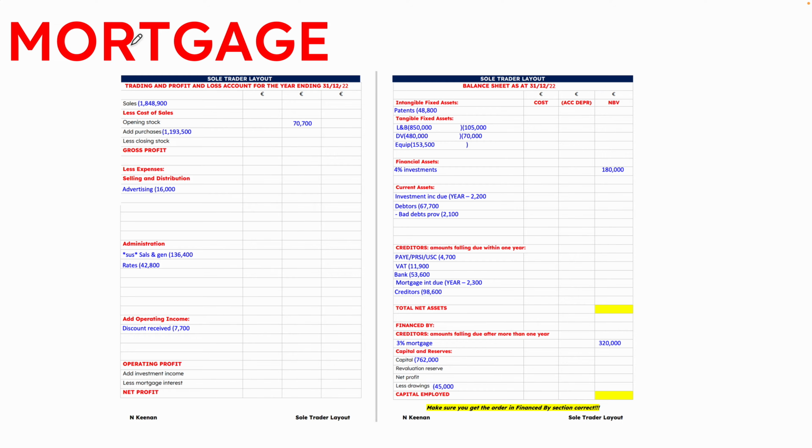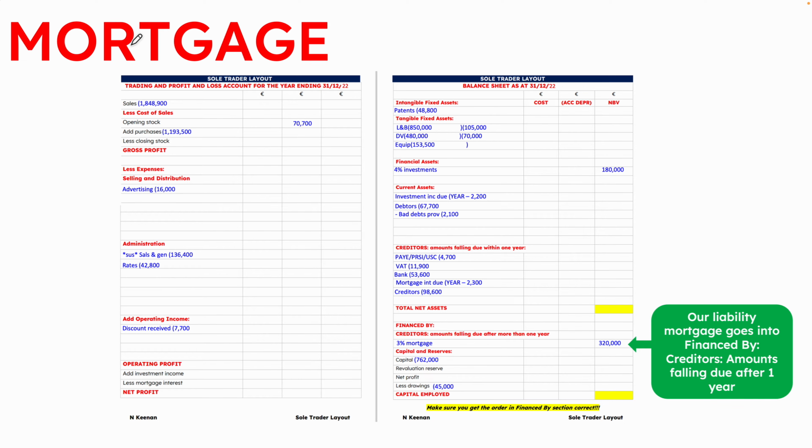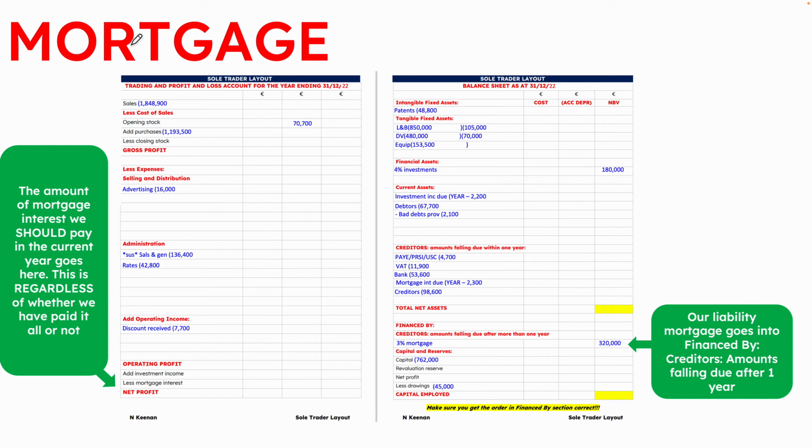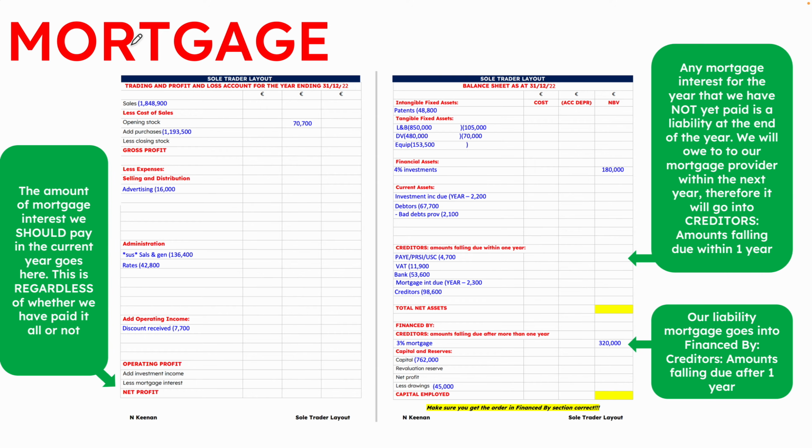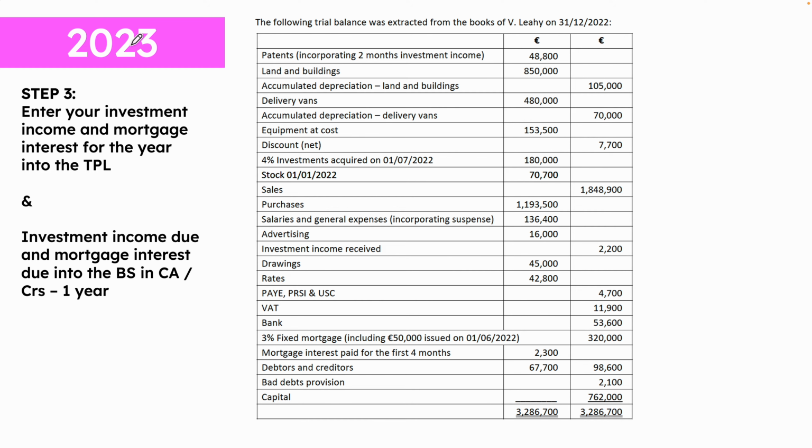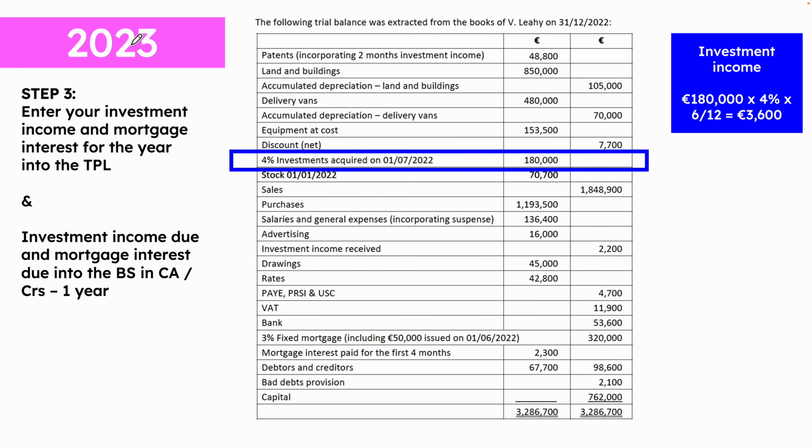With regards to our mortgage then, our mortgage, the actual liability, goes into creditors' amounts falling due after 1 year. The mortgage interest for the year will go into the trading profit and loss, and that doesn't matter if we have paid it all or not. Okay, it's going to go in there. All right, and then any amounts that are due at the end of the year, mortgage interest due, that is going to go into creditors' amounts falling due within 1 year. And again, like the investments, we're going to have that every single year, just so you know. So back to our Leahy question, what is the investment income for the year?